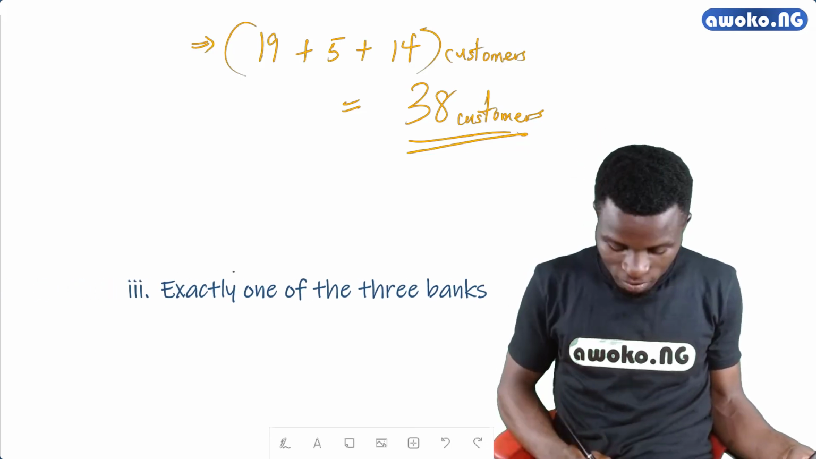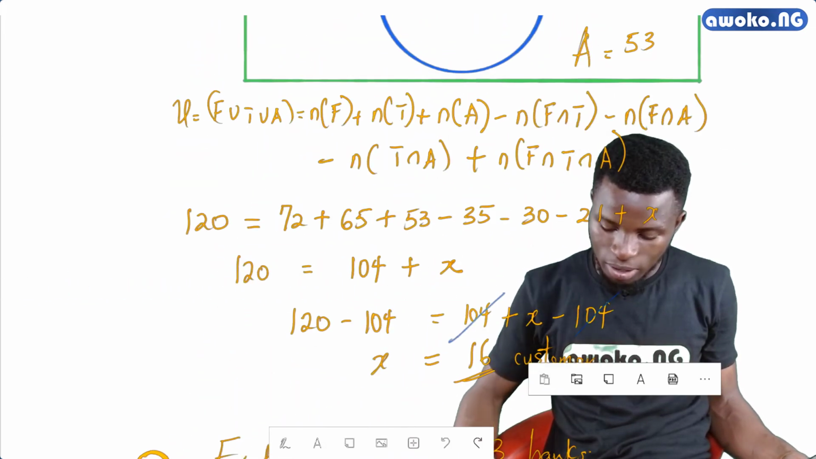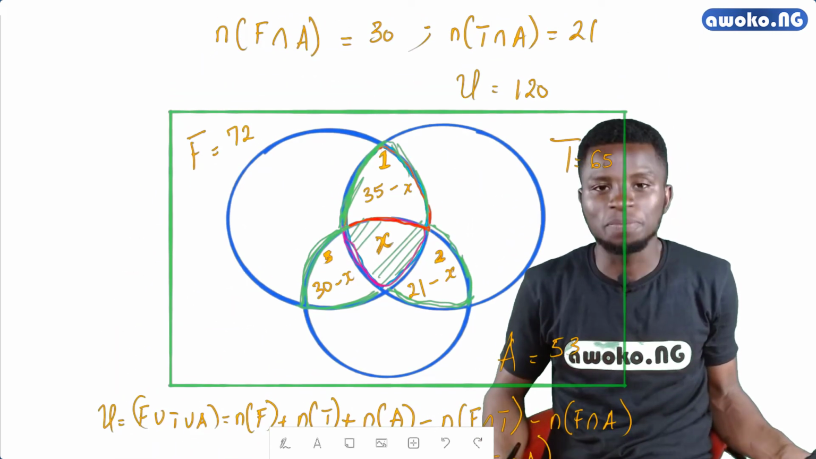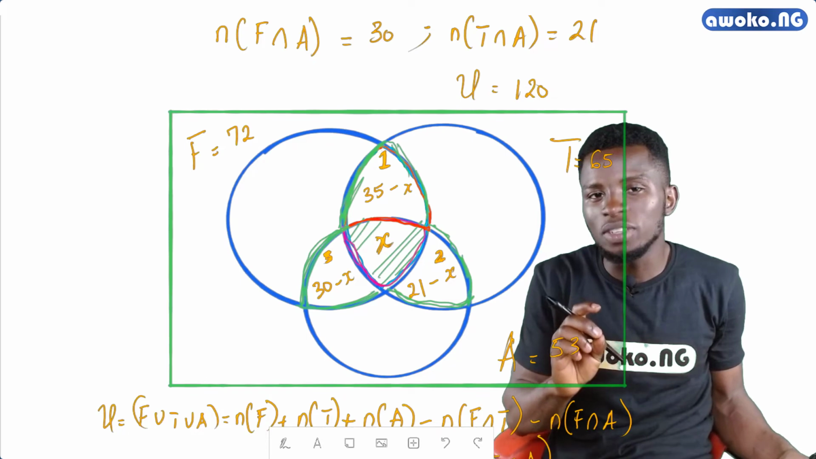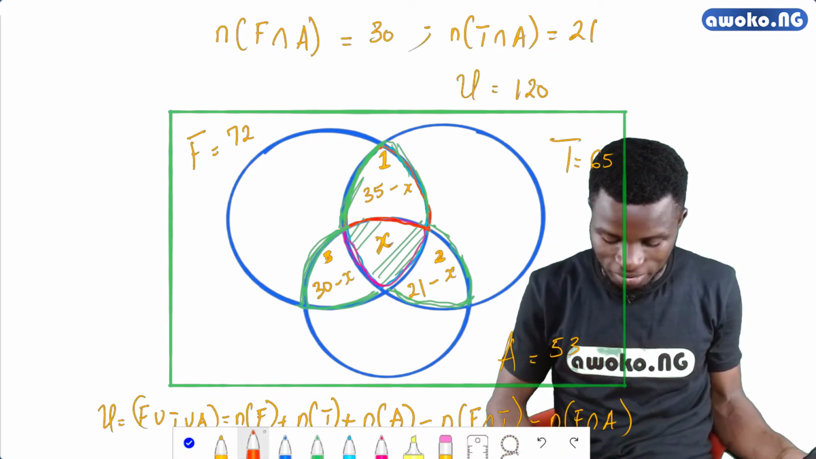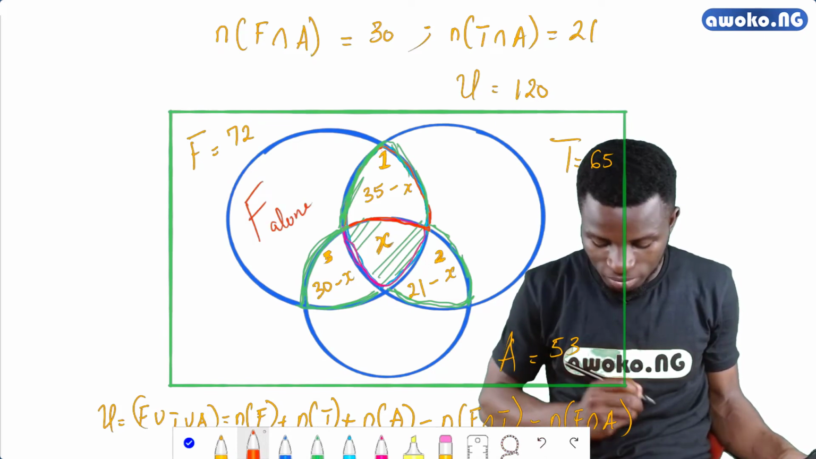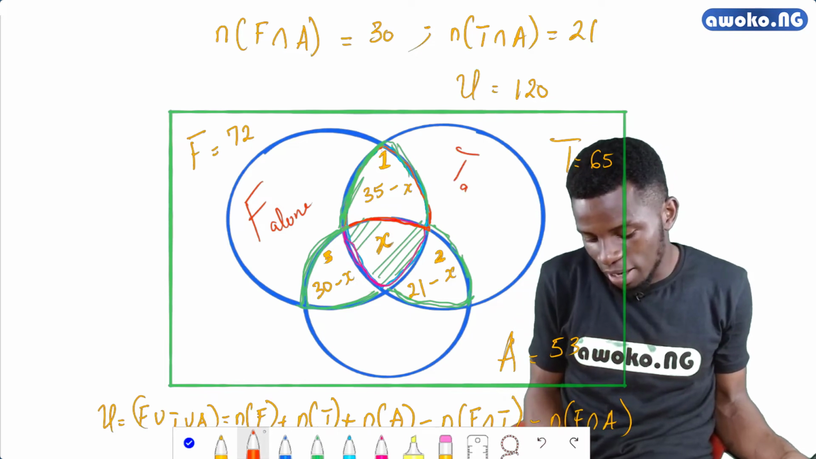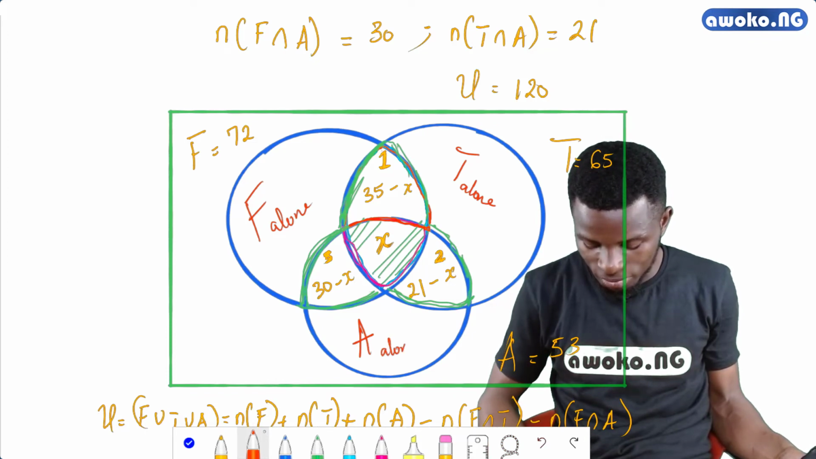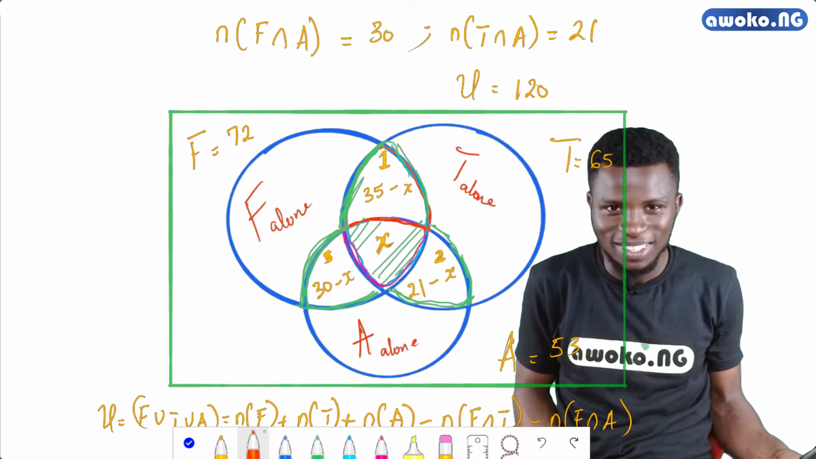And how do we do that? The way forward is to go back to our Venn diagram so that I will explain it better. Now, exactly one of the 3 banks actually shows this area. This is First Bank alone. This is Trust Bank alone. And this is Access Bank alone. So these are the areas we are asked to find.